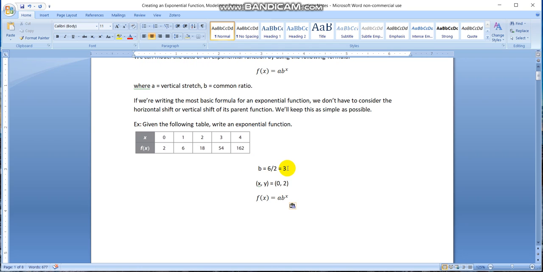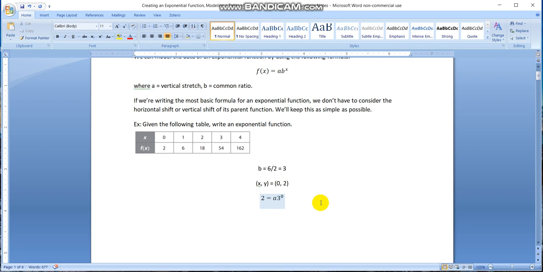Okay, so we know our common ratio is 3. So 3 gets plugged in here. Okay, x is 0. This means 0 gets plugged in there. Our output y is the same thing as f of x. The same thing as f of x. 2 gets plugged in there.